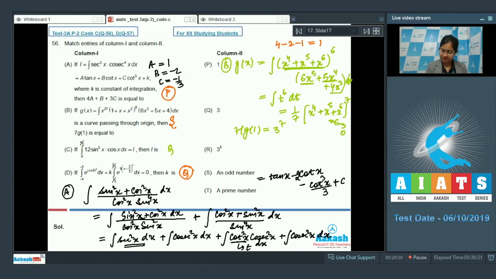Now we have to match s and t also. So here we will get s, and with q we will get both s and t. So this is our final answer. I hope the matrix match is clear to you.